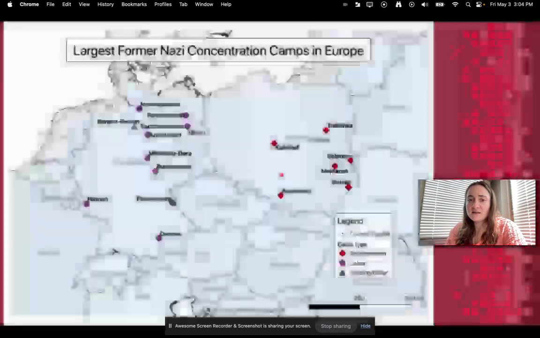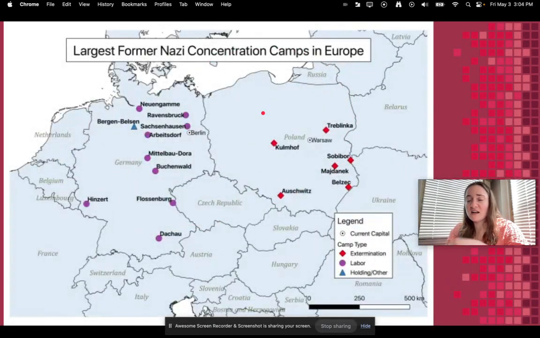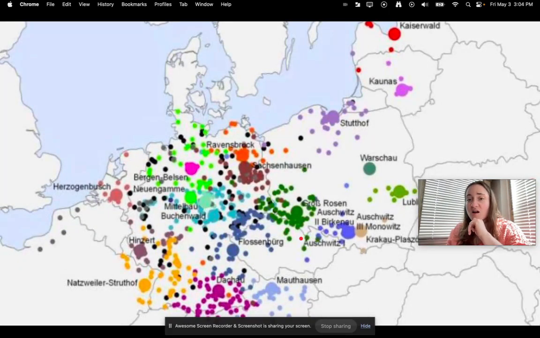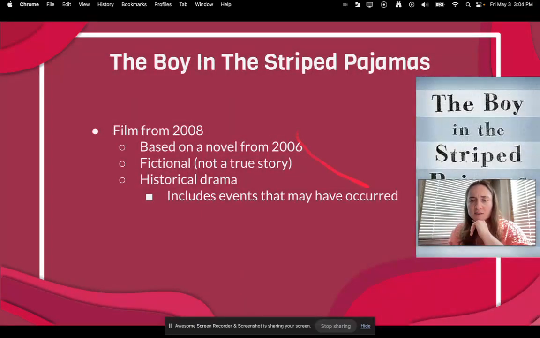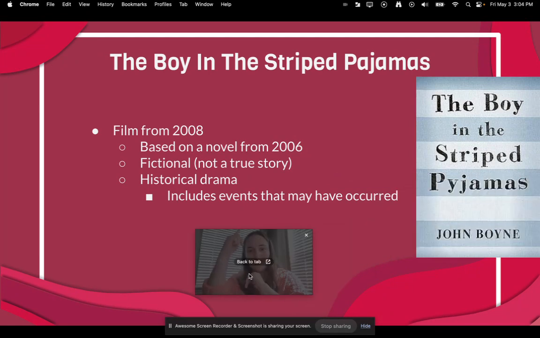But we see a lot of this map, right, of the really big Nazi concentration camps and death camps. But in reality, there were hundreds of concentration camps around Germany and Poland. So all these little dots here, those all represent a concentration camp. So as you can see, there's hundreds of them around. Some of them, of course, aren't as big as what you think of Auschwitz and stuff. And you'll see that in The Boy in the Striped Pajamas, which we'll talk about right now.